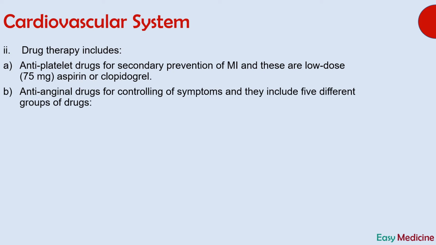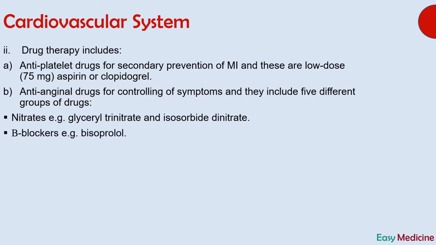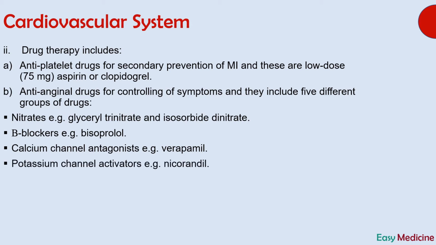And they include 5 different types of drugs, which are nitrates, example glyceryl trinitrate and isosorbide dinitrate, beta blockers, example bisoprolol, calcium channel antagonists, example verapamil, potassium channel activators, example nicorandil, and If or funny current channel antagonists, example ivabradine.